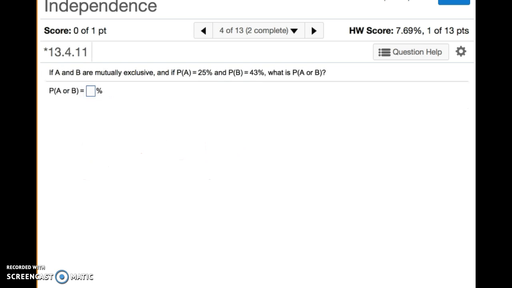And for this final example, it says if A and B are mutually exclusive, and if the probability of A is 0.25 or is 25% and the probability of B is 43%, what is the probability of A or B? So again, you're going to have to use the mutually exclusive formula. To find the probability of A or B happening, we take the probability of A, which is 25%, add the probability of B, which is 43%, and because they are mutually exclusive, that's going to be our answer, which is 68%.